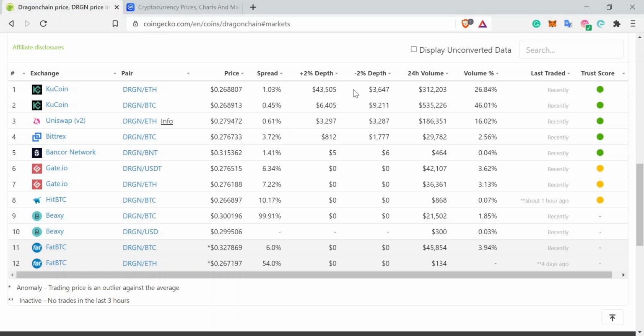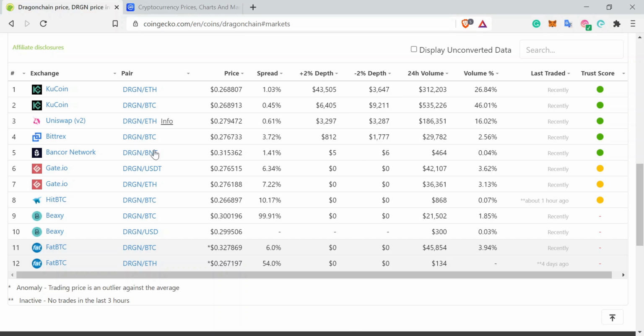Okay, again, look at the 2% depth here. We've also got a spread of 1% for Dragon and Ethereum, but only 0.45% for Dragon BTC, which means obviously that market is more liquid than the Ethereum market, and that would be indicated by the depth. So 1% either way, 2% either way. We've got $43,505 above for Ethereum in orders, and we've got minus 2% depth of 3,647 beneath.